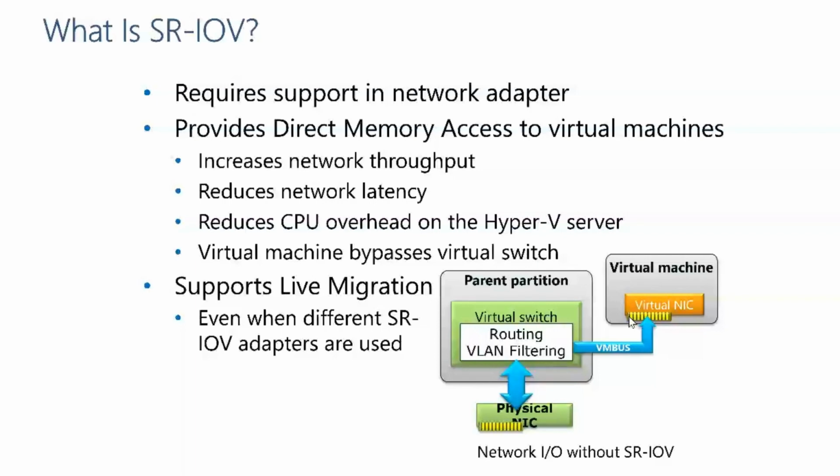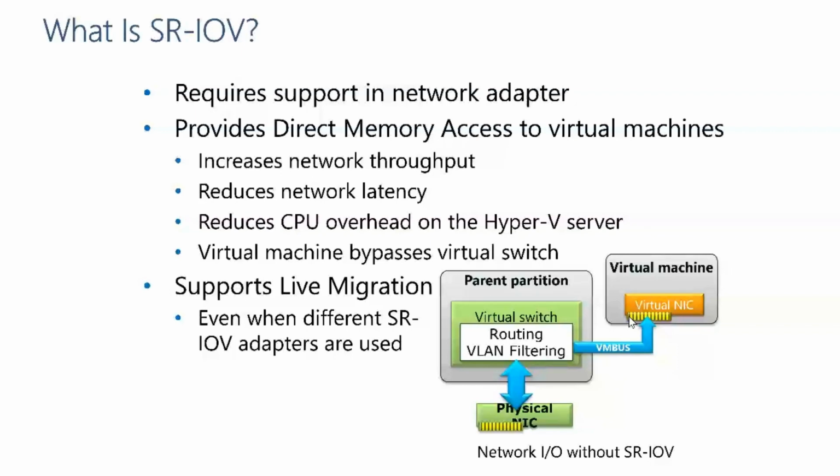It increases network throughput, reduces network latency, reduces the CPU overhead on the Hyper-V server, and the virtual machines bypass the virtual switch. Let's think about what that means. This network interface card, the physical card, is designed for virtualization. Every time your virtual machine needs to do something, it makes a request, the underlying hypervisor takes those requests and does something, and then puts it on the physical network card and network. But that requires memory, requires CPU power, and also means there's a bit of lag. SR-IOV is designed for virtualization, so we just give the virtual machines direct access to the memory on the virtual network card, and we bypass all the overhead of the CPU being used on the host.